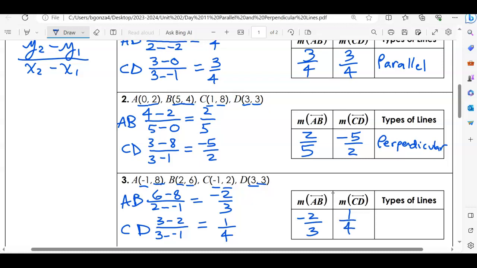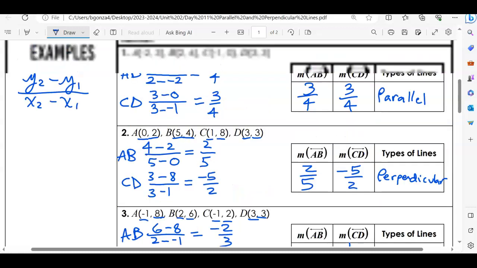All right. Step 1, are they the same? Are they parallel? No, right? Now here's the question. If they're not parallel, what are they going to be? The other option we have is perpendicular. Maybe. Let's see if it has the two changes. Did it change the sign? Negative to positive. Yeah. Did it flip the fraction? 2 over 3, 1 over 4? It did not flip the fraction. So it's actually not even perpendicular.